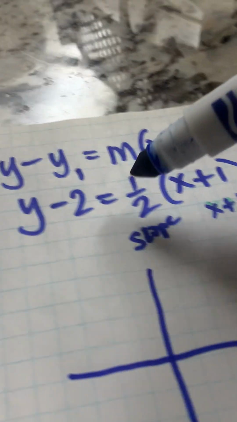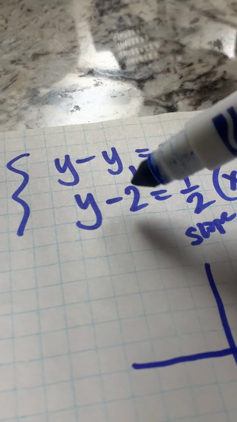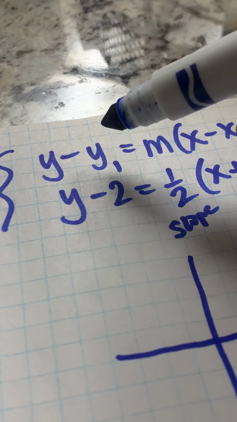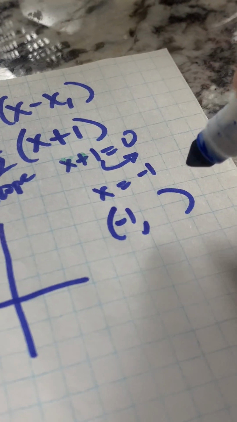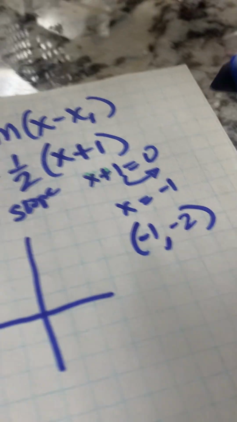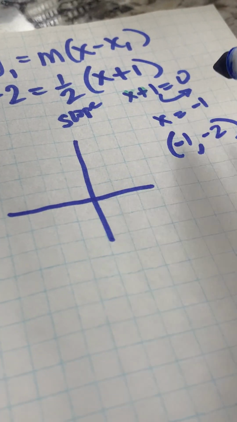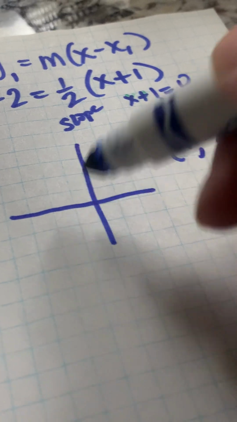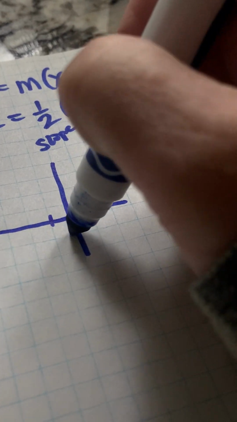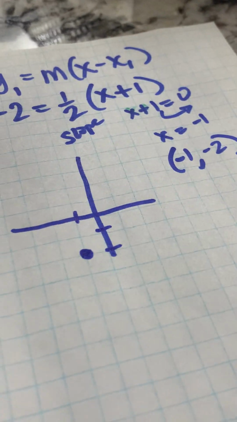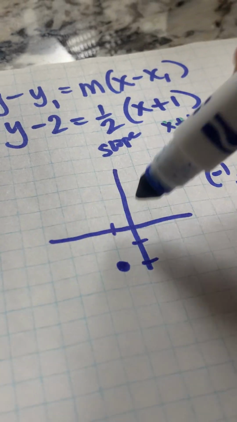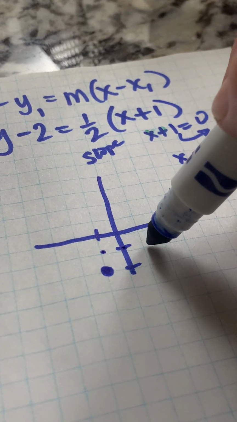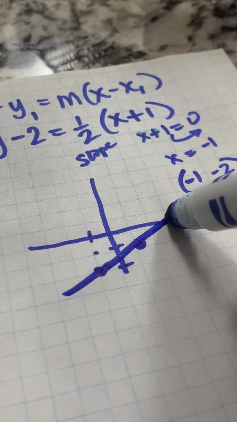So that was a lot of information to tell you that this point is the point -1, so it comes from here. And then this y minus 2, this is how it's been moved up or down. Since it's negative, it's gone down 2. So this line is going through the point -1, -2. And it has a slope of 1/2. That means it's going up 1 over 2. And that would be the line.